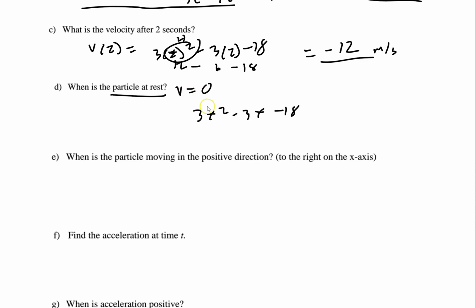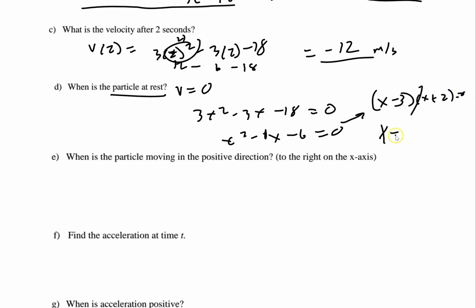Right, we could set it equal to 0 because we want it at rest, and then we could solve this. I might need it later, so like last time, let's divide everything by 3. t squared minus t minus 6 is equal to 0. It's actually not that hard to solve. (t minus 3)(t plus 2) is equal to 0.